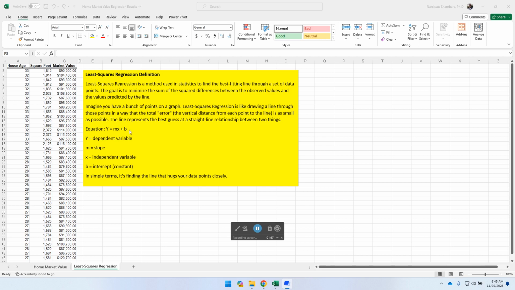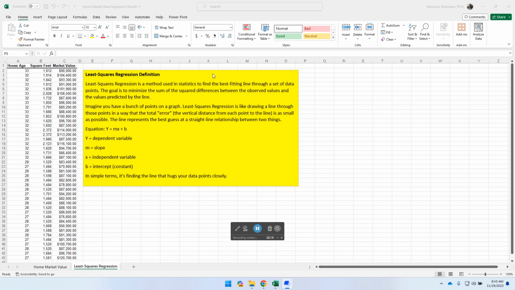Once we have this equation with some values in it, we'll be able to predict the market value if we're given a square footage. We can substitute the square footage into that equation and calculate a market value. That way, we'll have derived a model that can really work for us, while at the same time minimizing some errors.